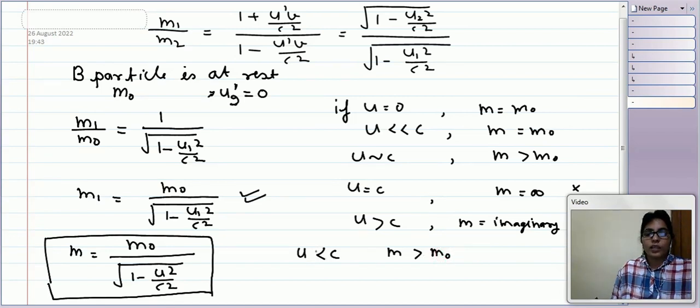If u is comparable to c but less than c, then m will be greater than m naught. So mass is always increasing with the increase in velocity. In this way we have completed all the noted topics, and in the next lecture we will proceed further. So let us stop here.